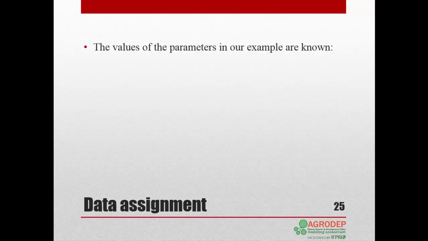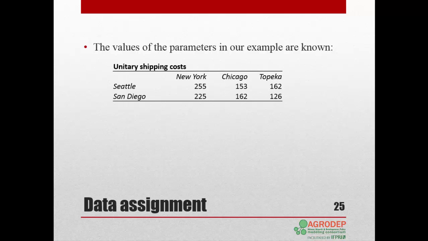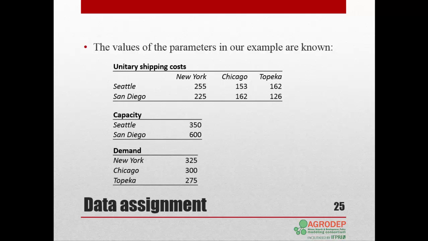In our example, the parameters' values are known. In the following tables, the values are presented as they appear in the GAMS User's Guide. The values of the parameter Cij, the unitary shipping cost in dollar per case, are shown in this table. We also know the capacity Ai of each plant, expressed in cases, 350 for Seattle and 600 for San Diego. Finally, we know the demand by each market, also expressed in cases, 325 for New York, 300 for Chicago, and 275 for Topeka.